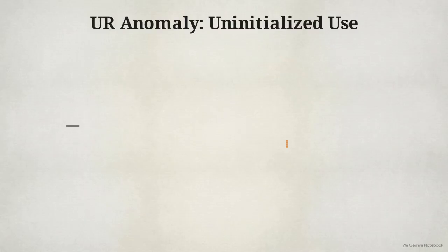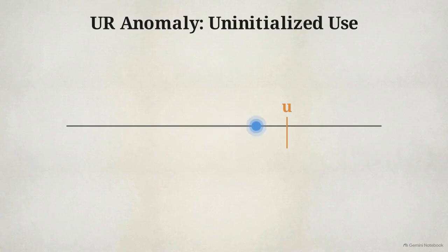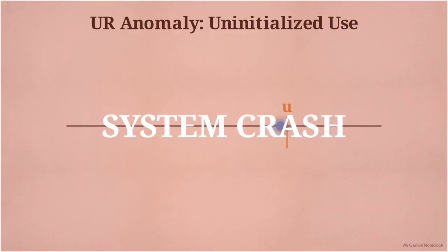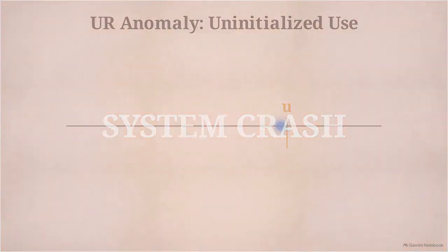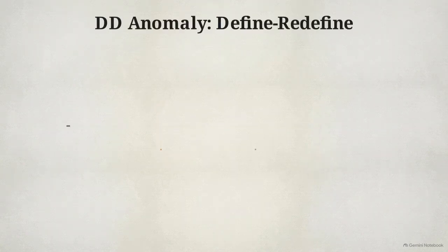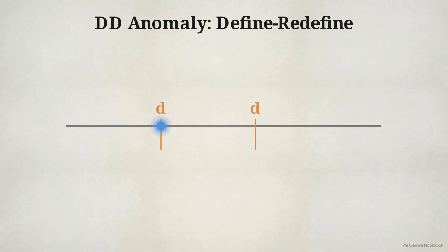The most dangerous is the UR anomaly, where a variable is used before it is defined. The program attempts to read from uninitialized or void memory, which guarantees a system-wide runtime crash if that specific pathway is ever executed. Other structural errors include the DU anomaly, define then kill, which wastes system memory by creating variables that are never referenced. There is also the DD anomaly, define then redefine, indicating that an entire block of intermediate logic has been skipped or overwritten.